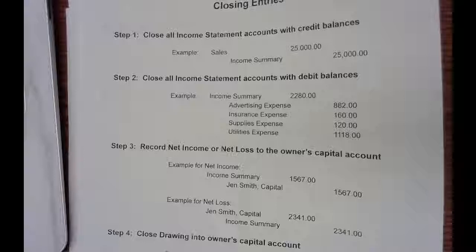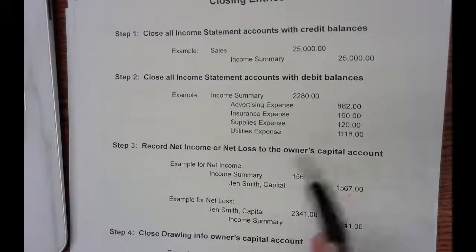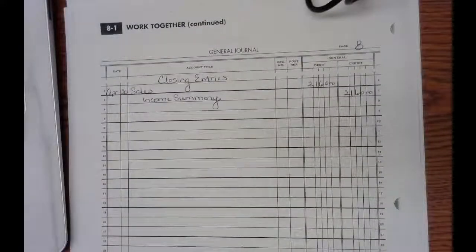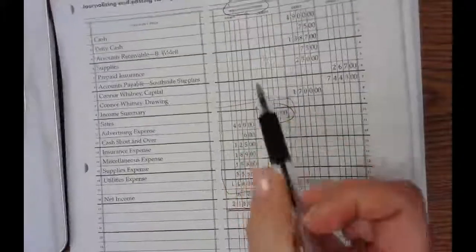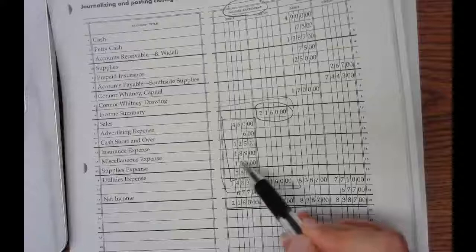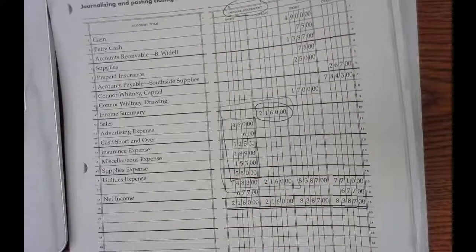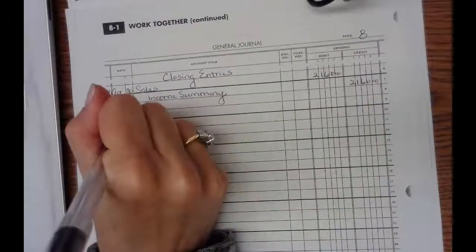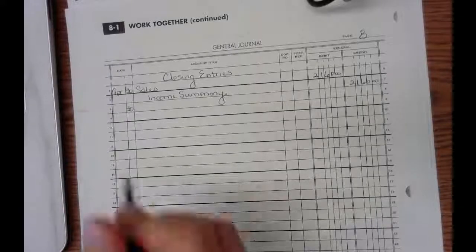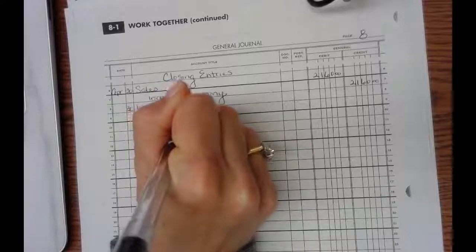Going back to the cheat sheet, step 2 says to close all income statement accounts with debit balances. So here in my worksheet, here's my income statement debit column, and here are all of my debits. We have to close all these out with credits, but we need one debit totaling all these to make sure that our debits and credits equal. So because we're on the second step, I'm going to give it a date. We are going to debit income summary. I don't know the amount quite yet.